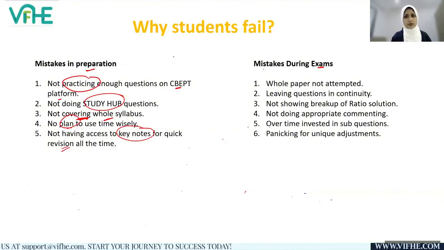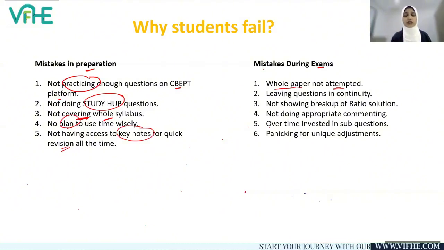These are your preparation issues. What about during-the-exam issues? Not attempting the whole paper is an issue. But try that for every question, there's something that you have been able to write, but that doesn't mean that you over invest time in sub questions and try to perfect them. That's one issue. Do not over invest time in sub questions.